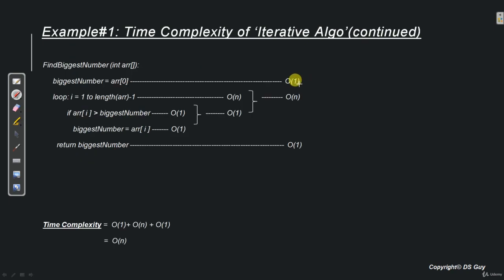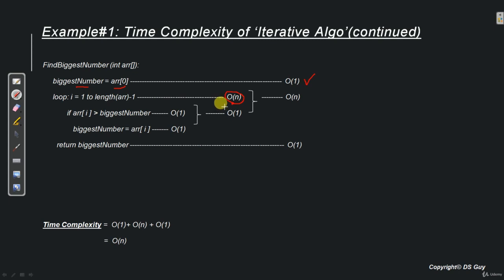Fine. Now let's see how we can find the time complexity of this algorithm. The first statement is assigning the value which is there in the first cell into the biggest number variable. This will take a constant time, so we have put it as order of 1. Next we have a loop which starts from 1 and goes on till the length of the array, that is the last cell in the array. So it essentially traverses all the cells in the array. How many cells are there in the array? A total of n cells. So it will take order of n time.